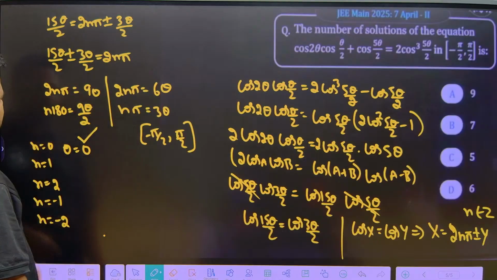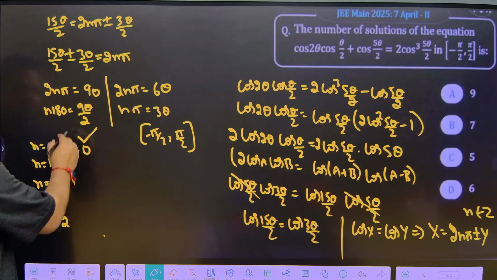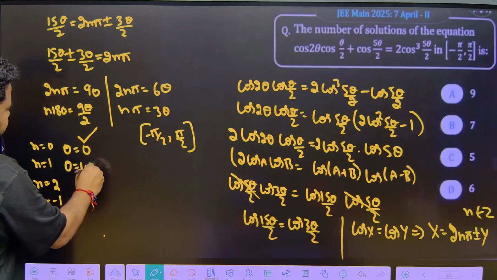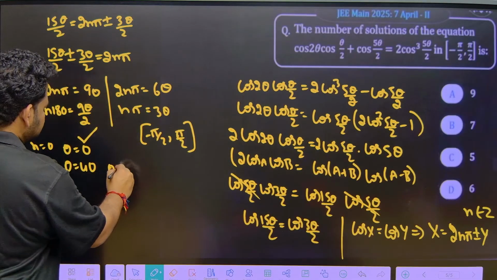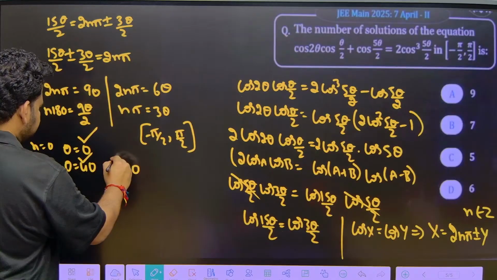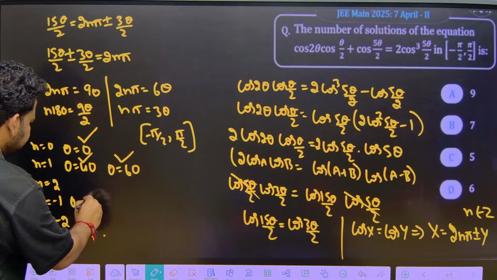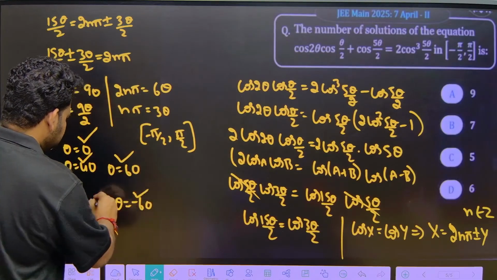If I put n is equal to 1, I will get what? 9 ones are 9, 9 twos are 18. I will get theta is equal to 40 here. Okay. If I put n is equal to 1, I will get theta is equal to 60 here. So definitely these two I can take. Similarly, if I take n is equal to minus 1, I will get theta is equal to minus 40 and theta is equal to minus 60. So these two also I can take.